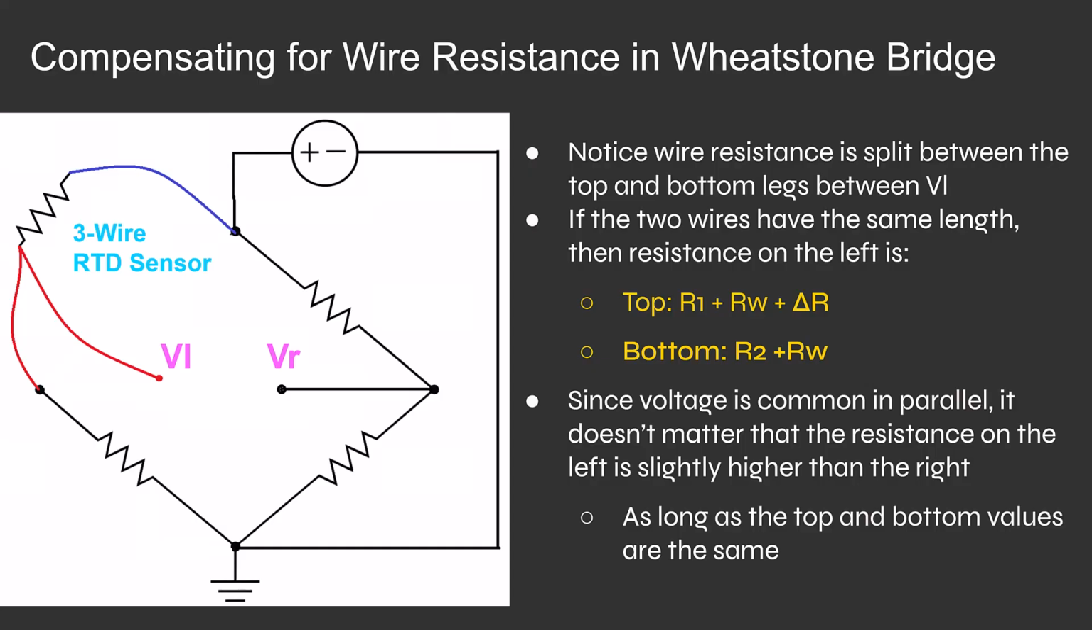So now we've divided up that wiring resistance, and you can see I've represented the wiring resistance as RW. So R1 plus RW plus delta R is the top resistance, and the bottom is R2 plus RW. Well, if we're at 0 degrees Celsius, delta R is 0. So now that leg is balanced because the resistance on the top and the resistance on the bottom is the same, because we're splitting up the wires.